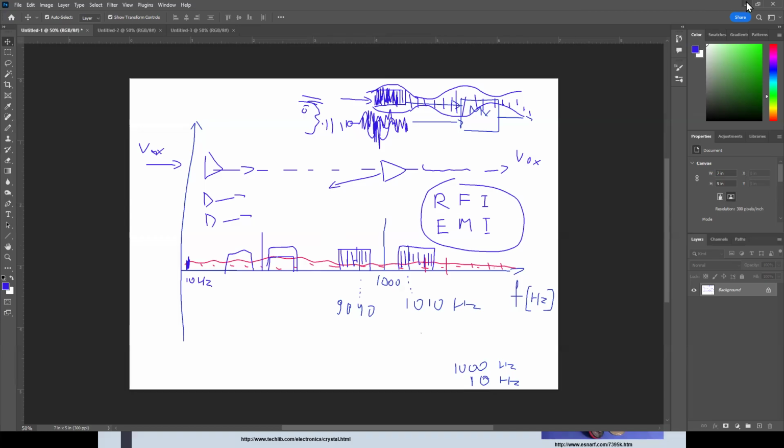RFI, EMI. Radio frequency interference, electromagnetic interference.